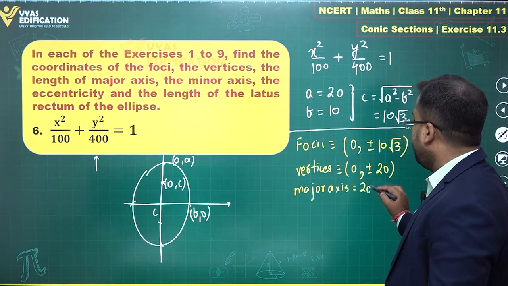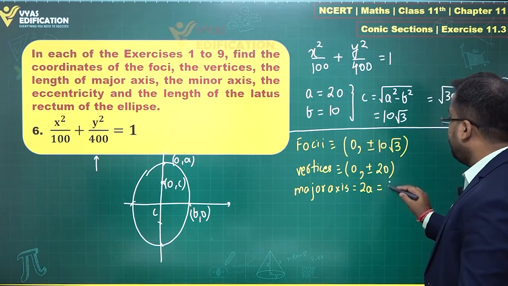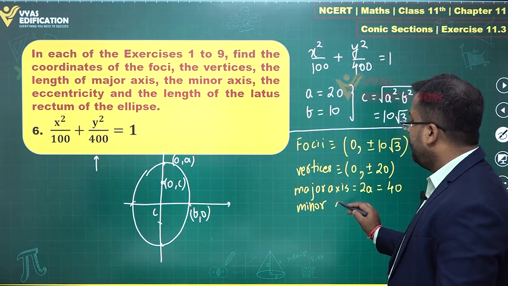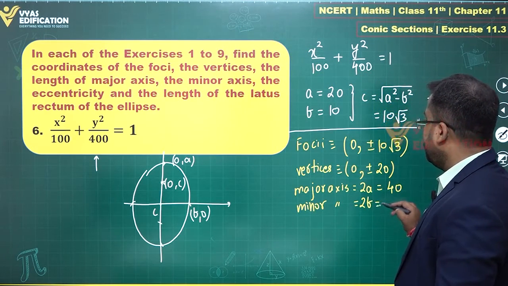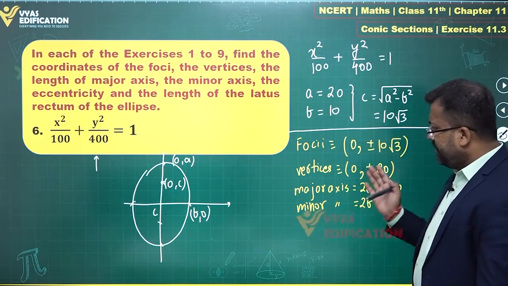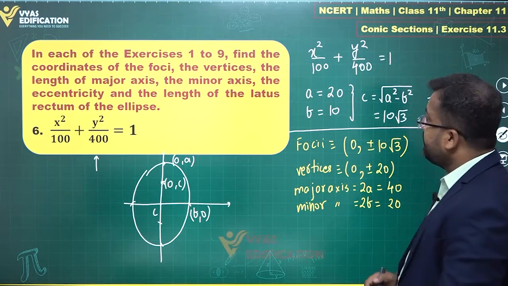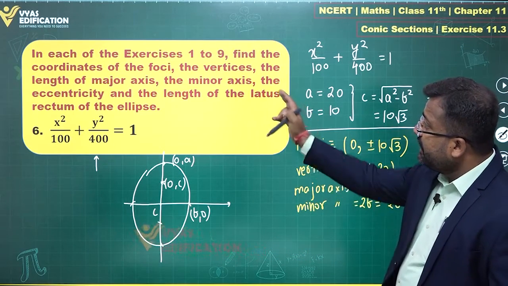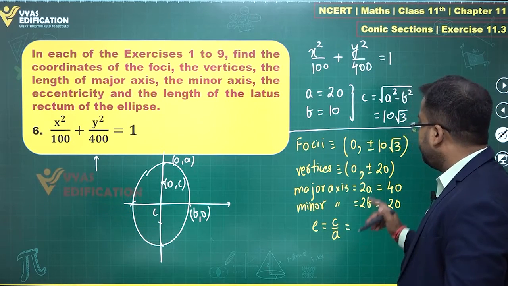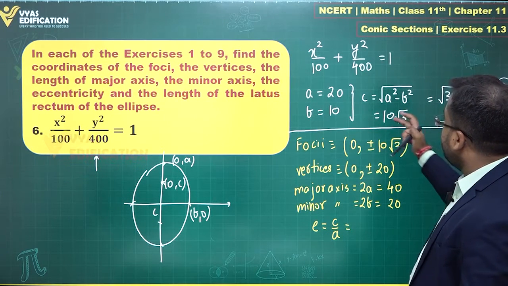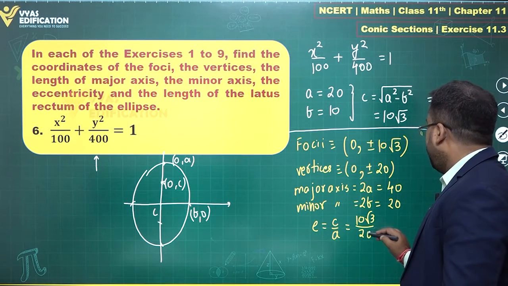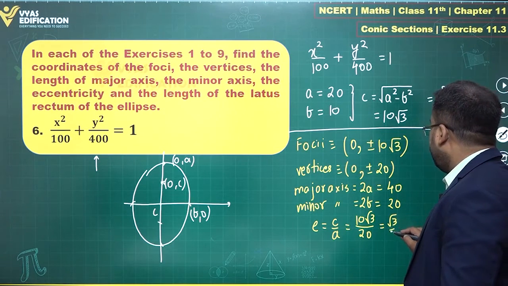Major axis will be 2a, which is equal to 40. Minor axis, which will be 2b, and that is equal to 20. This is what you observe, right? Few simple things. And what else? You need the eccentricity, which is c upon a, and that becomes c upon a, 10 root 3 upon 20, which is root 3 upon 2.